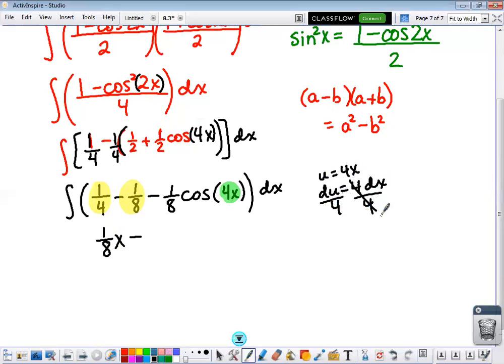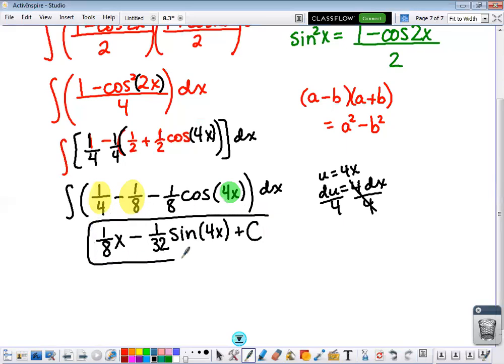All right, so dx is du over 4. So that would make that 1 over 32, and the integral of cosine we said is sine. Your angle never changes. And then plus c. So we should have 1/8 x minus 1 over 32 sine of 4x plus c is our answer.